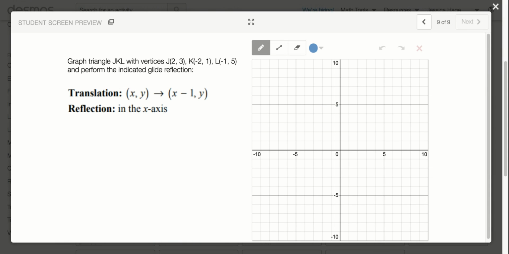And the last one is a glide reflection. When we do a glide reflection, we have 3 figures. In this case, is a triangle. We're going to glide it, which is a translation, a slide, and then we're going to take that image and reflect it and get a second image. Okay, so let's graph our original triangle. We have 2, 3, negative 2, positive 1, negative 1, positive 5. We're going to connect those.